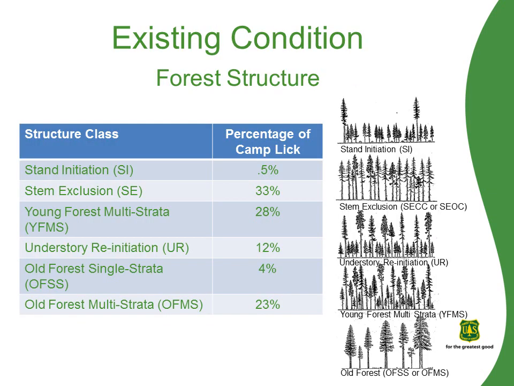Now I will talk a little bit about the stand structure across the project area. The table here displays the stand structural stages across the project area. We do have 23% in Old Forest multistrata, but only 4% in Old Forest single strata. The dominant structural class across the project area is stem exclusion. There's very little stand initiation within the project area. The amount that we're striving for is dictated by our historic range of variation that will be displayed next.